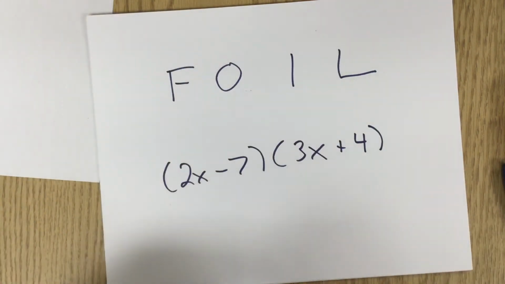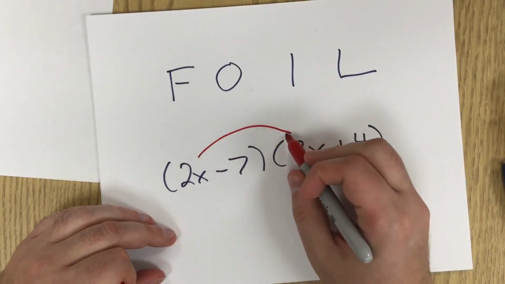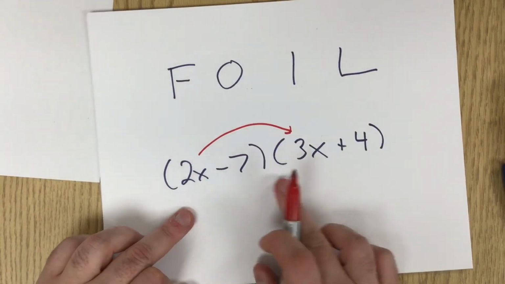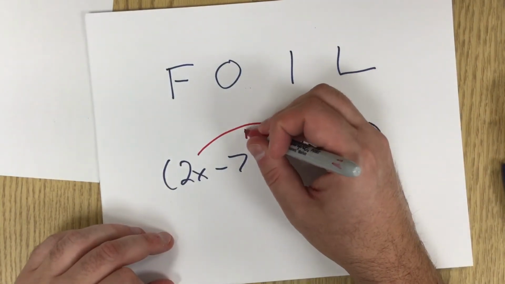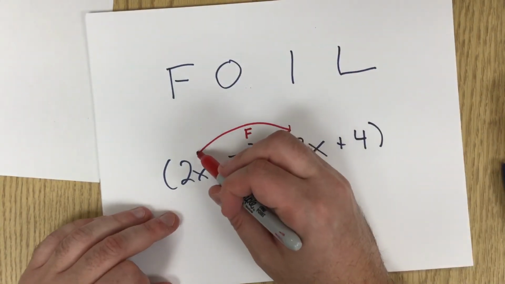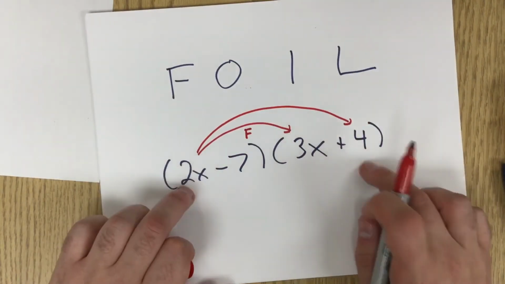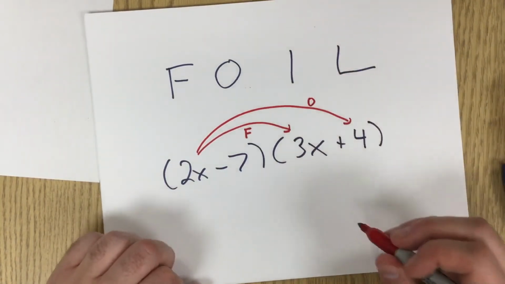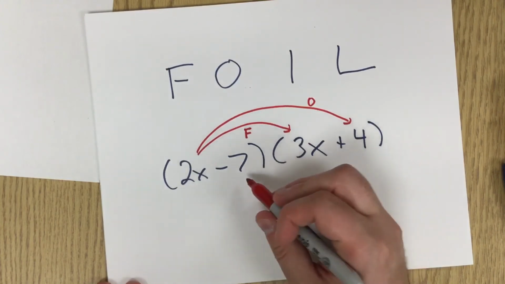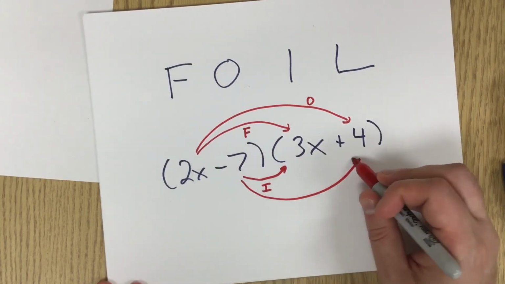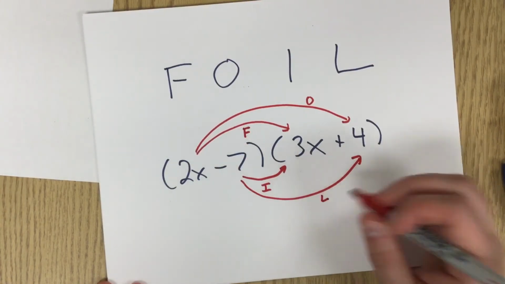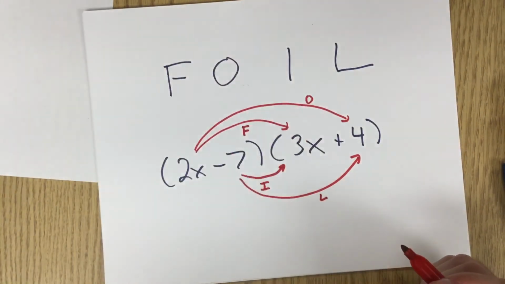So if we look at our arrows, if we look at these two terms, the first thing we do is we multiply by the first part of each bracket. So that's kind of an F. Then we multiply by the outside two terms. And then we multiply by the two inside terms. And then we multiply the two last terms. So it's first, outside, inside, last. I'm not sure if it's that useful, but that's FOIL.